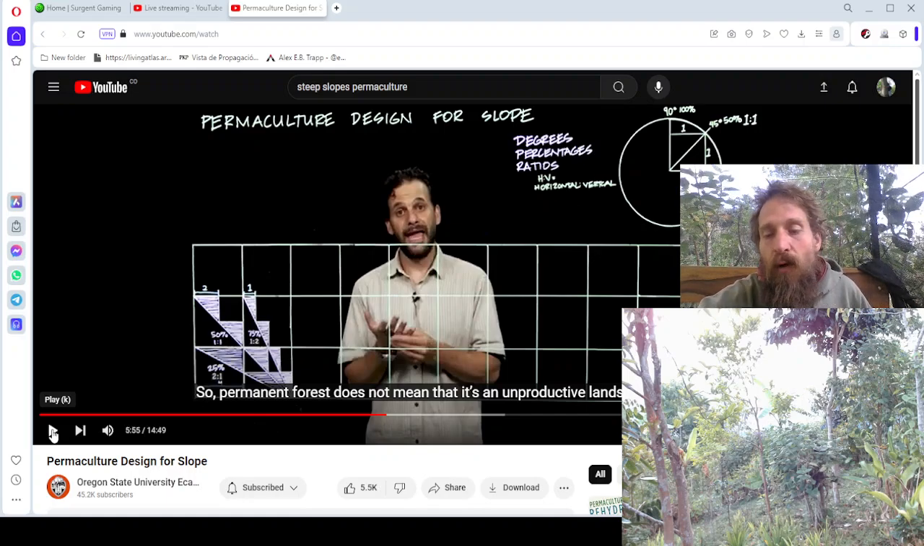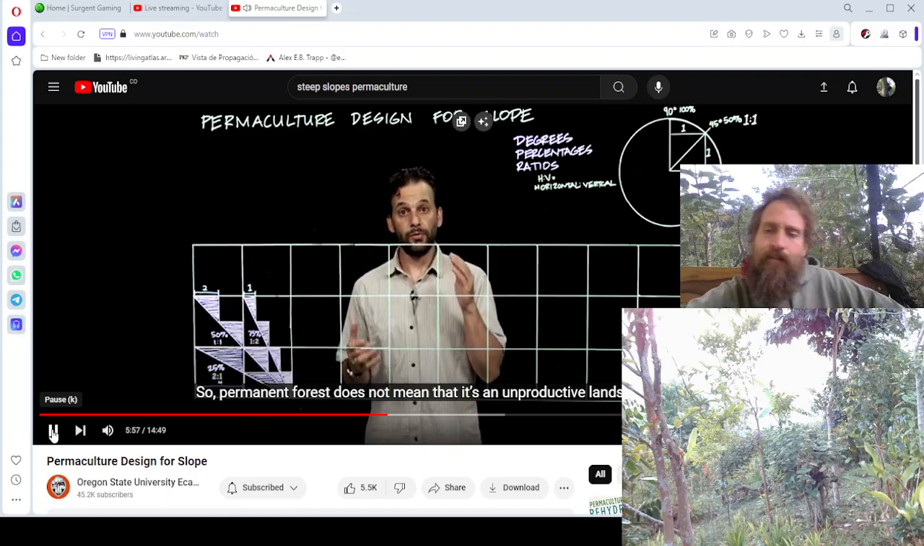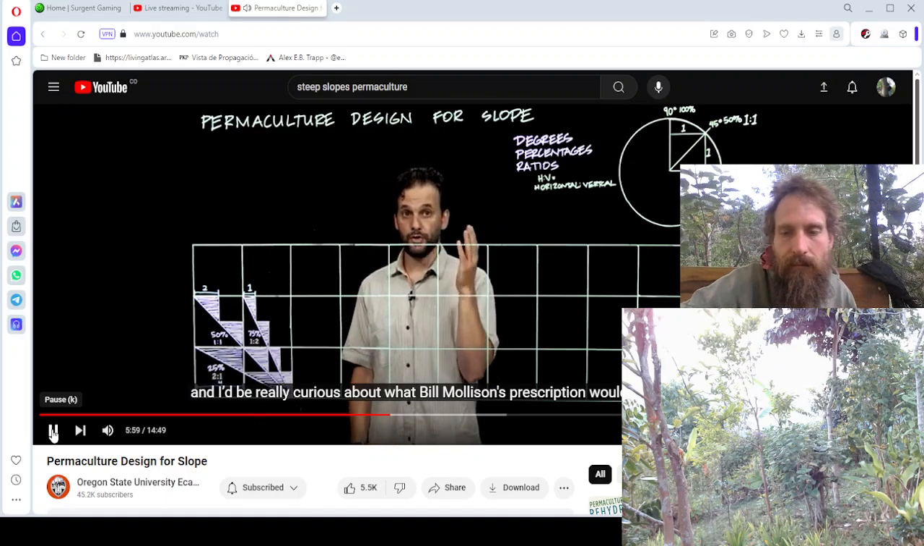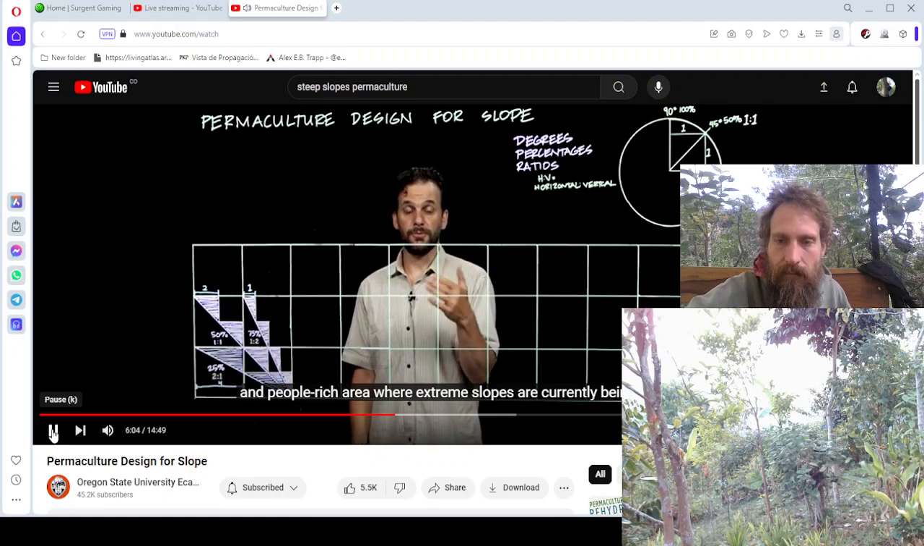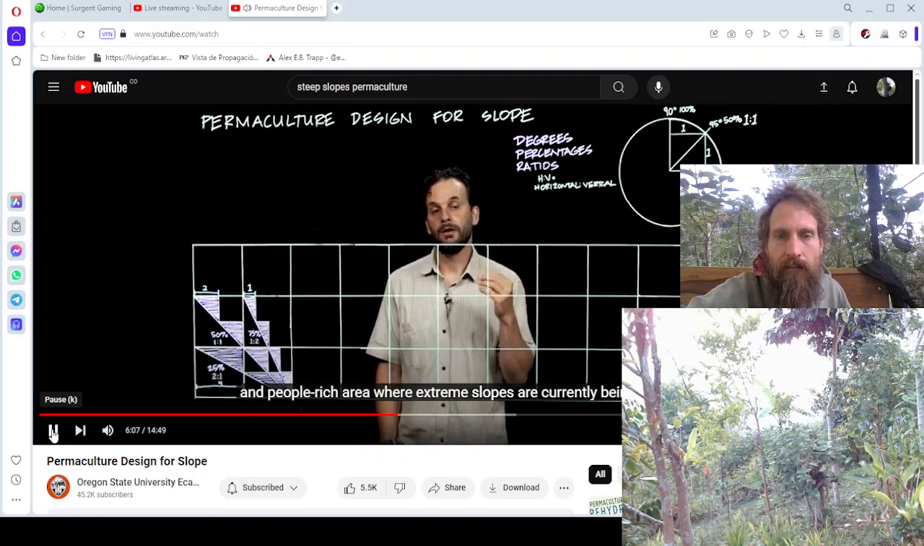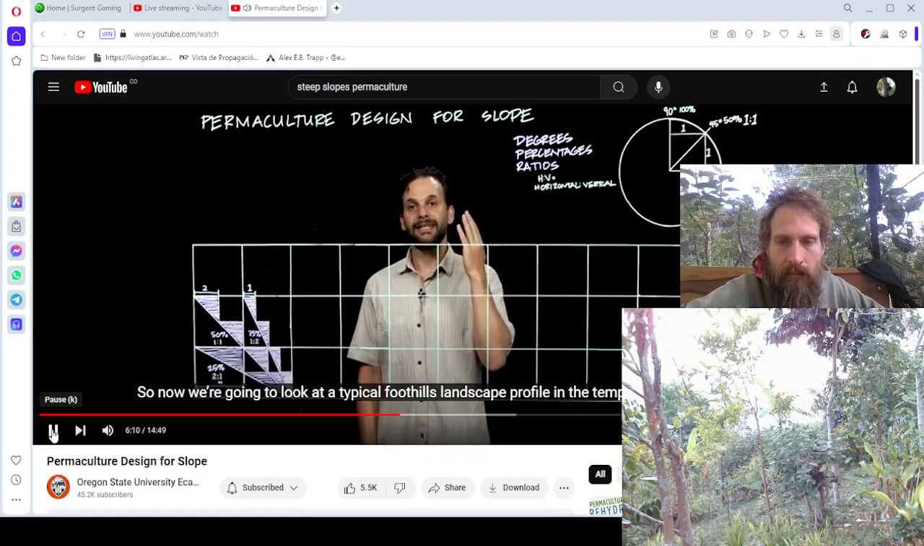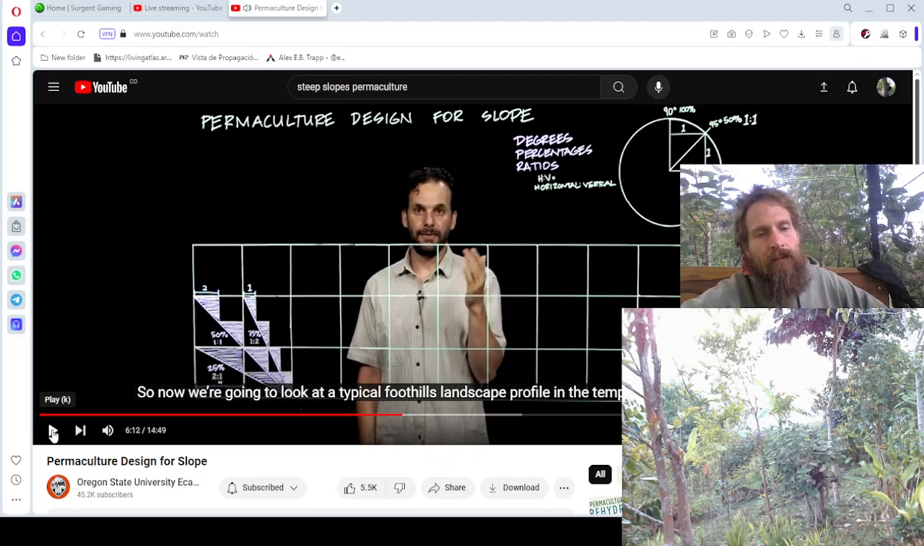As permaculture moves forward outside of Australia, United States, and Europe, it's obviously going to need to change these rules into more like guidelines for specific ecosystems. By any means. And I'd be really curious about what Bill Mollison's prescription would be in a land-scarce and people-rich area where extreme slopes are currently being cultivated. So that's his conclusion. We'd be very interested to know what Bill Mollison would think.